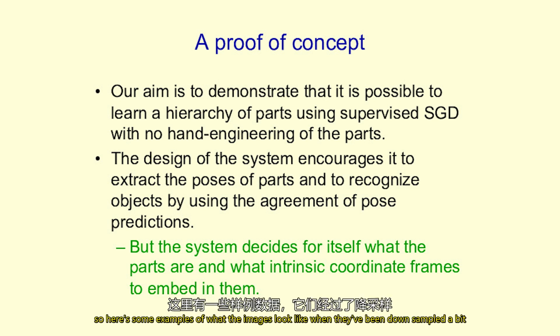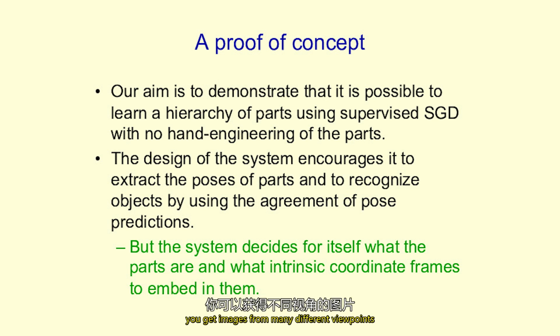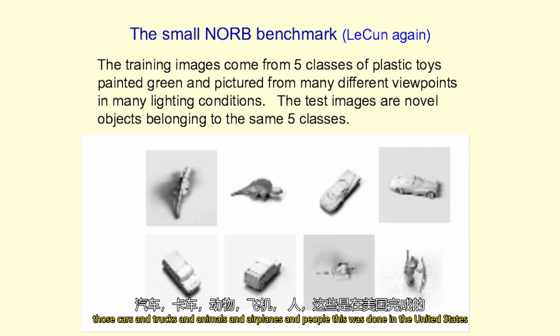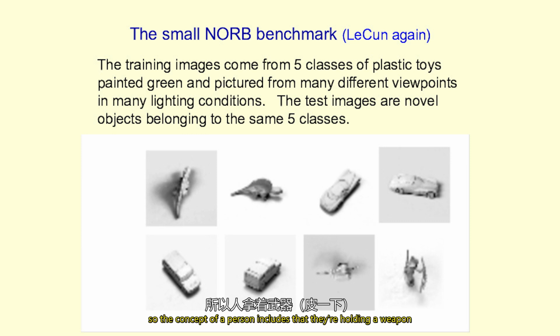So here's some examples of what the images look like when they've been downsampled a bit. You get images from many different viewpoints. There's cars and trucks and animals and aeroplanes and people. This was done in the United States, so the concept of a person includes that they're holding a weapon. Every single instance of a person is holding a weapon. That's how you tell the difference between people and animals.